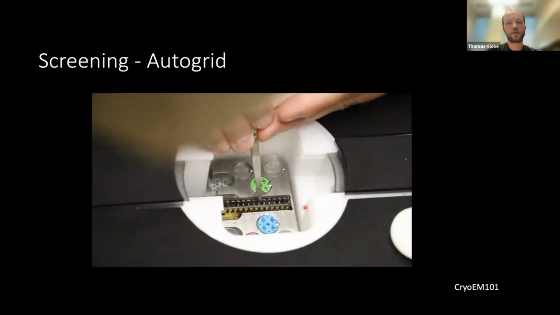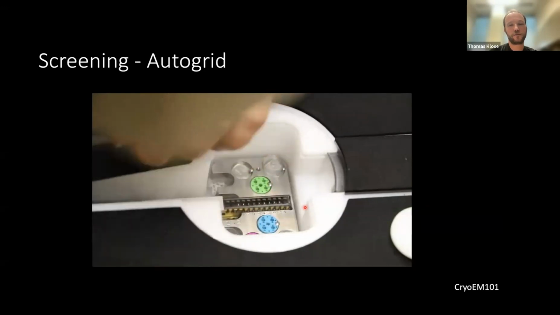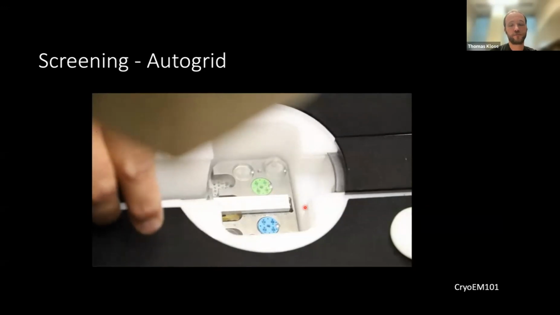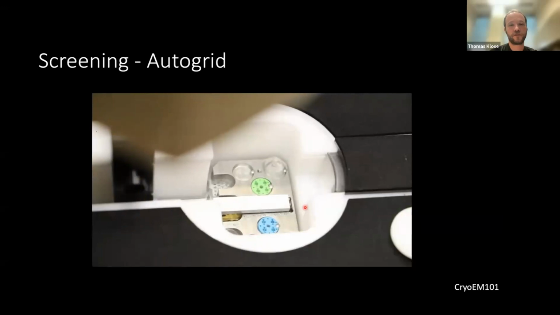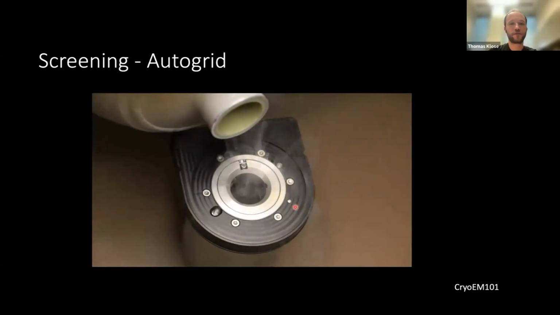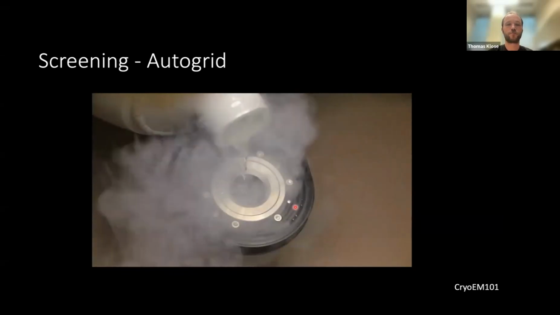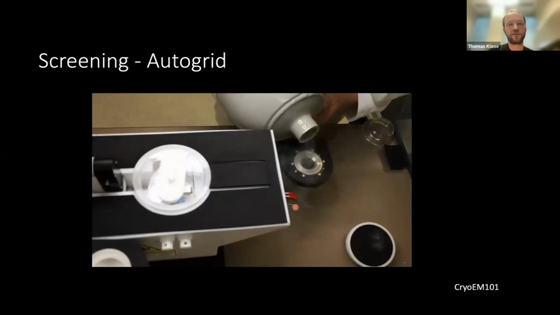And then the cassette, together with those auto grids, gets transferred into a shuttle that is called a nano cap. See that in a second here. Yeah, this one. So that obviously also needs to be cooled and has liquid nitrogen in it, because we want to keep our samples cold all the time.